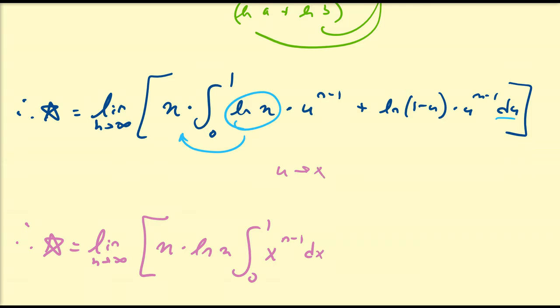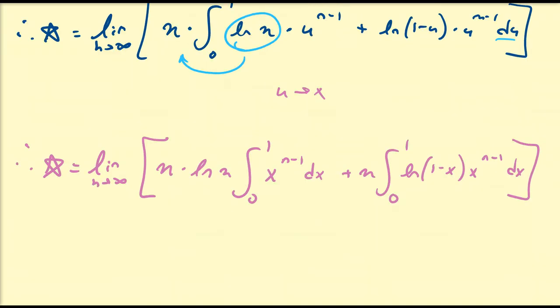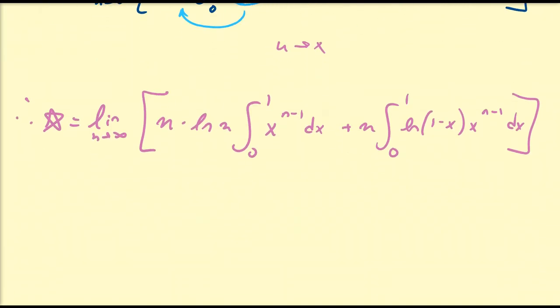And then plus, what do we have going on here? So we have n times the integral from 0 to 1 of the natural log of 1 minus x times x to the n minus 1 dx. So this integral right here is very straightforward, so we can use our power rule on that expression.